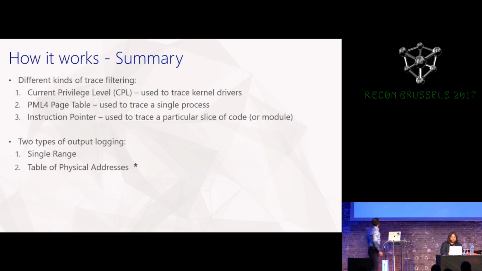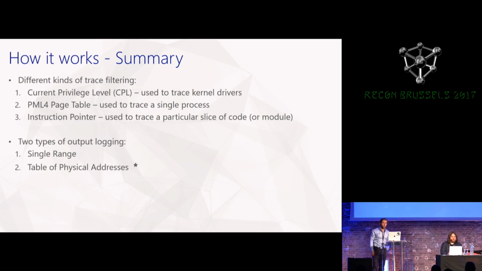Okay, even here, quite fast, how it works. The processor trace works in three modes. It can trace using three different kinds of filtering. The first is by current privilege level. I mean, you can differentiate between kernel mode software and user mode software. The second filtering mode is by PML4 page table.